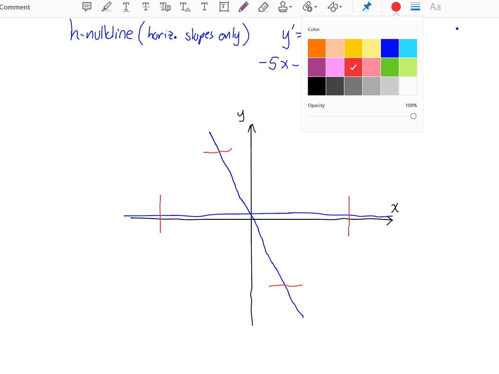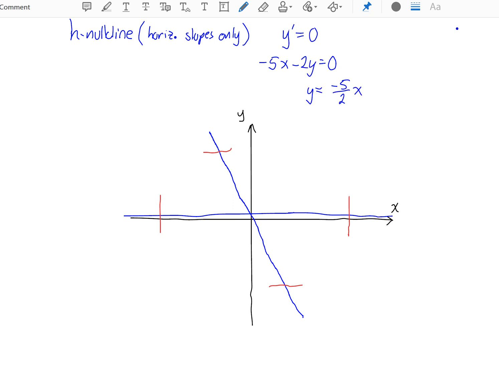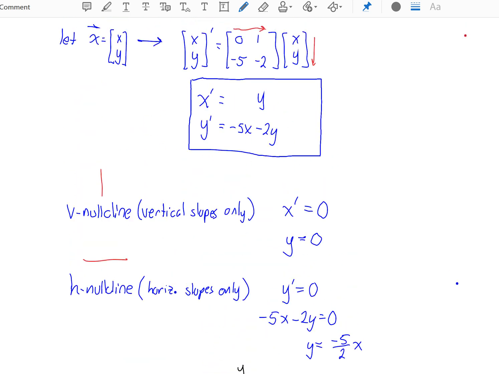But to determine the actual directions of movement, let's pick some test points. On the positive side of our x-axis, a point that lives on this line might be like the point 3, 0. And I'm picking that point randomly. Now let's take the ordered pair 3, 0, and let's go back to our system of equations. If x is 3 and y is 0, then it tells us x prime is 0. And we should have already known that, because this is a vertical nullcline. There are vertical slopes only, which means your horizontal movement has to be 0.